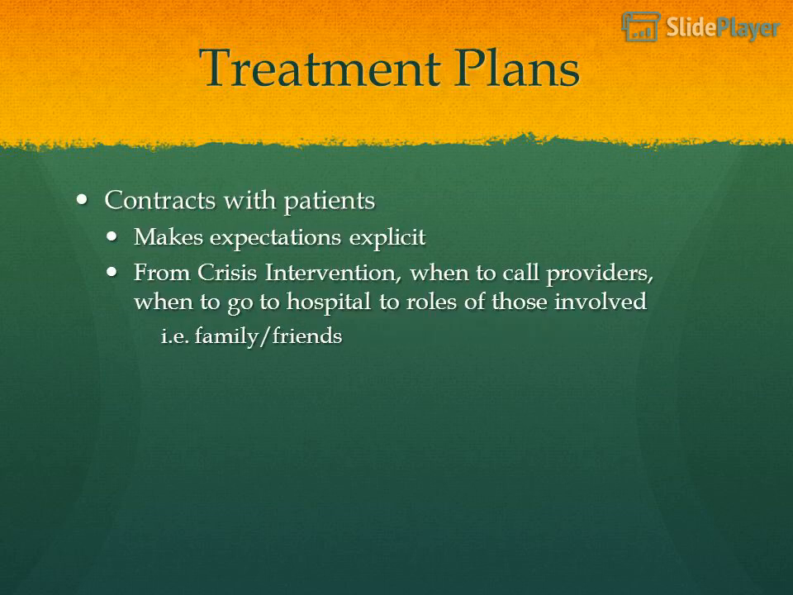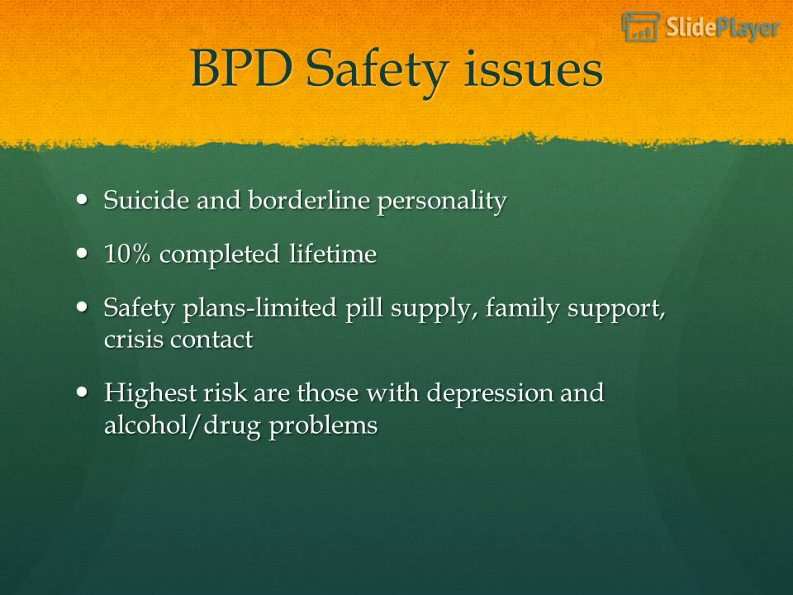Treatment plans and contracts with patients make expectations explicit, from crisis intervention, when to call providers, when to go to the hospital, to the roles of those involved, i.e. family/friends. BPD safety issues: suicide and borderline personality.